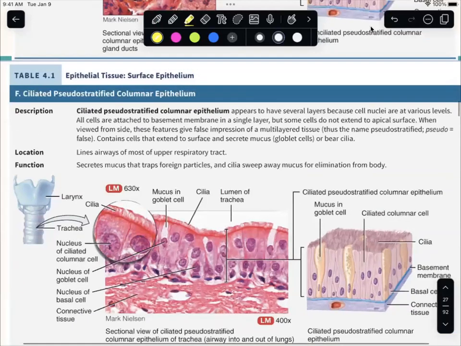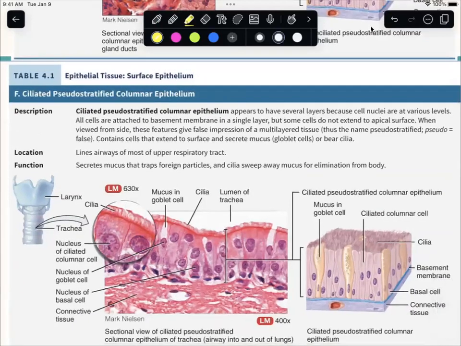This is the one that you'd have to identify if it was given to you, that ciliated pseudostratified columnar epithelium. Again, it's pseudostratified, so it appears to have several layers, but it's not. All cells attached to that basement membrane, but not all cells reach the top. There's going to be goblet cells, those mucus cells. They're ciliated, so we're going to have those long cilia on top.